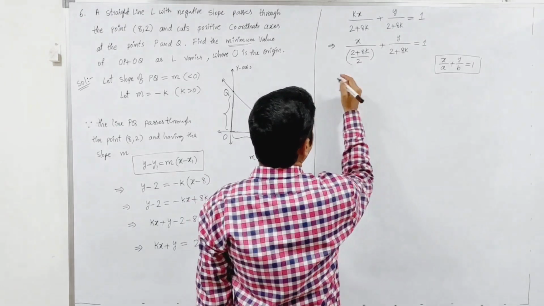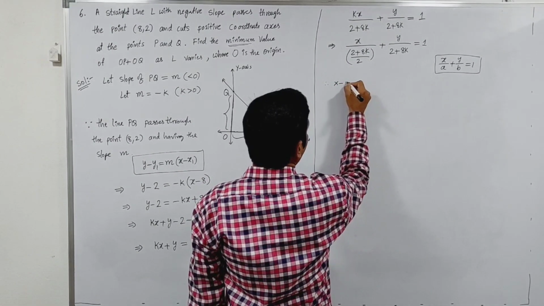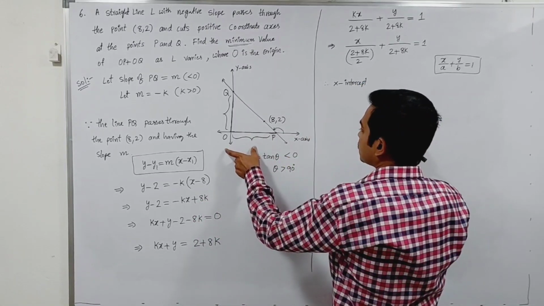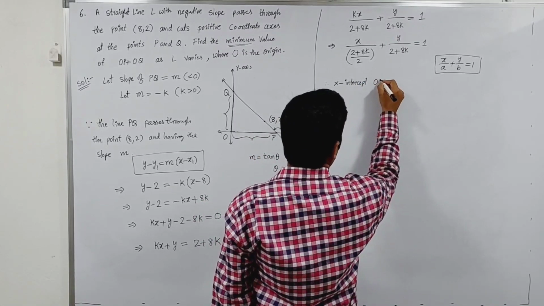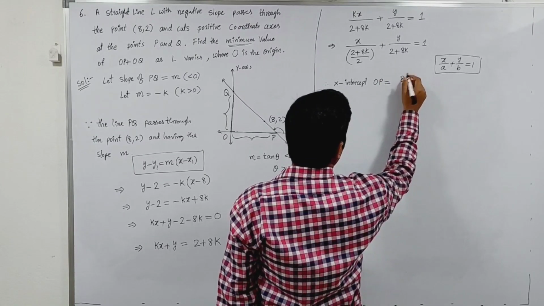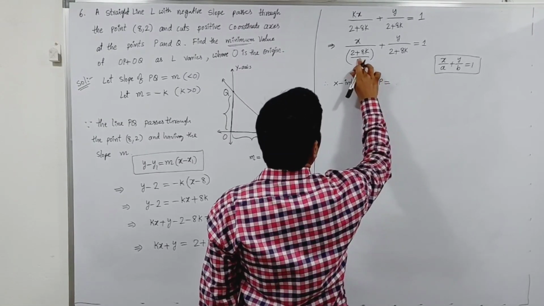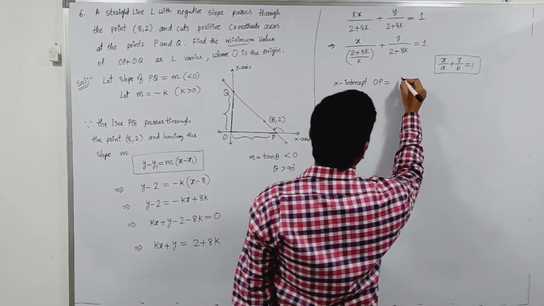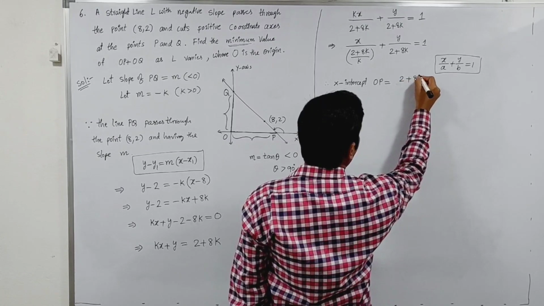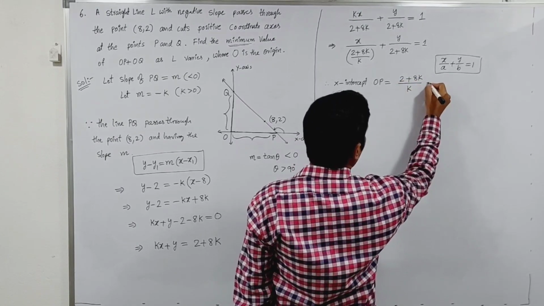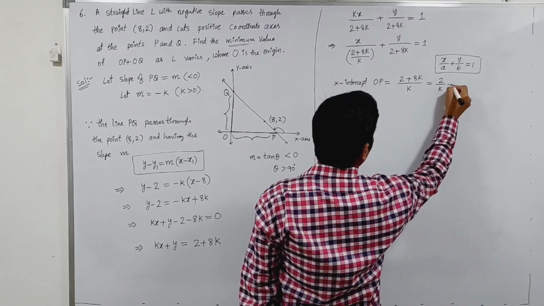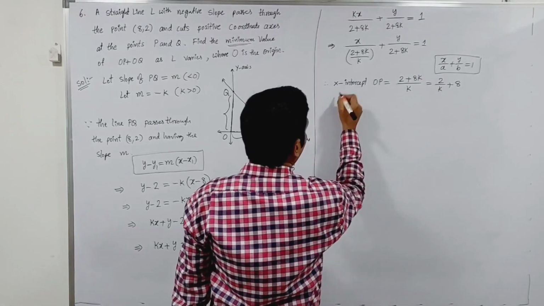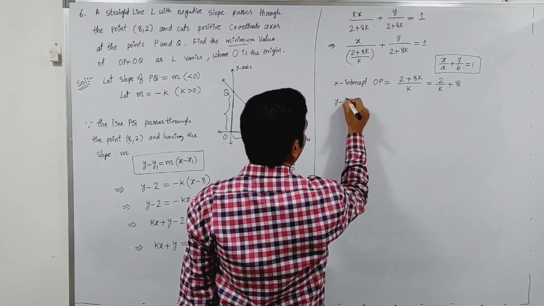Here, from the diagram, the x-intercept is nothing but OP. X-intercept OP is equal to how much here? It is 2 plus 8k by k, nothing but 2 by k plus 8k by k, nothing but 8. Split the denominator, okay?